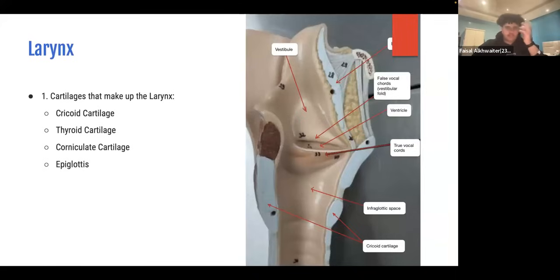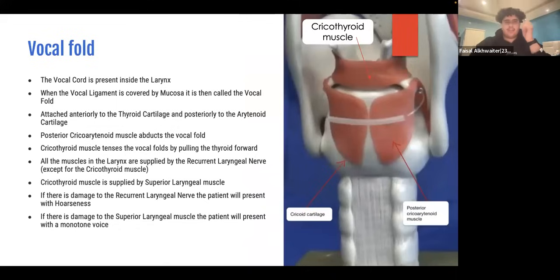Now let's go to the larynx. The larynx is basically a group of cartilages. Usually you've got the cricoid, the thyroid, the corniculate, and the epiglottis. They create the larynx. And for the vocal cords, what you need to know is that the muscles are named by the cartilages they attach to, like cricoarytenoid. So it's from the cricoid cartilage up to the arytenoid cartilage.